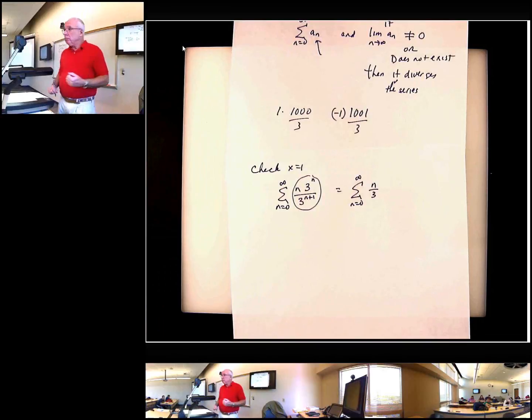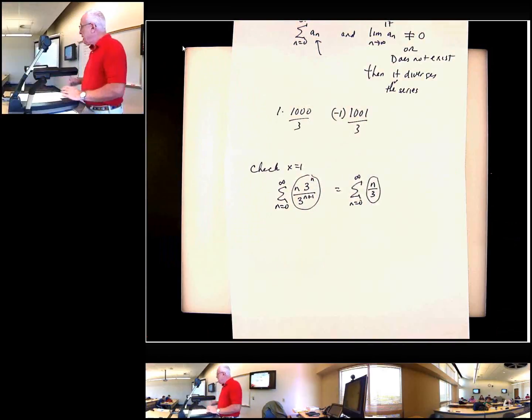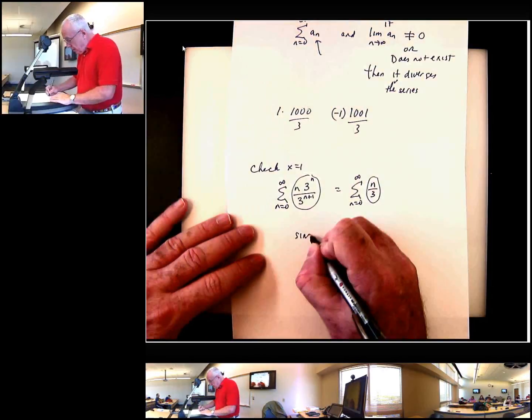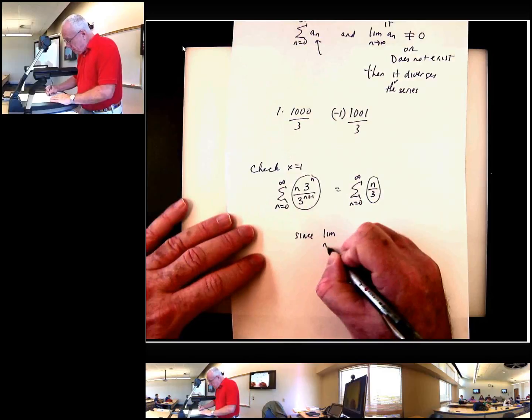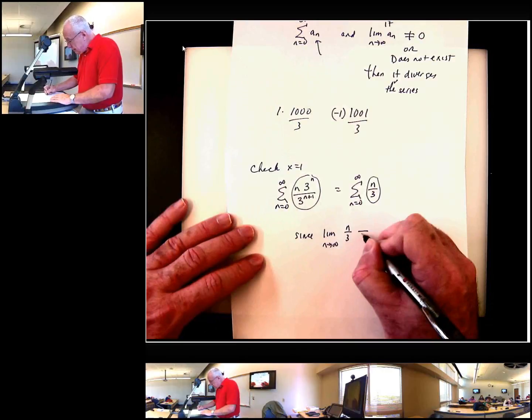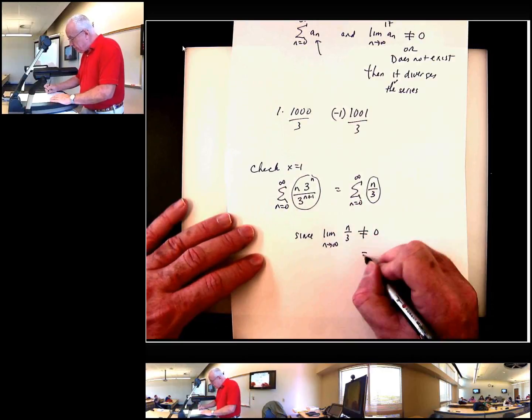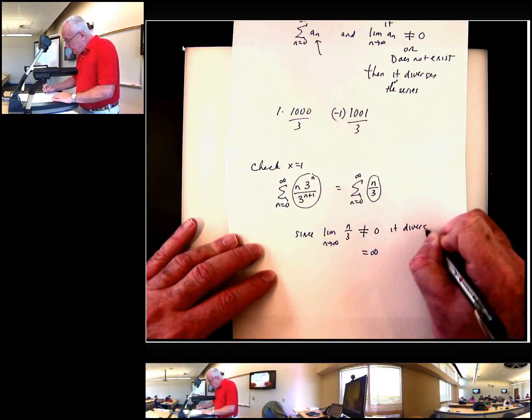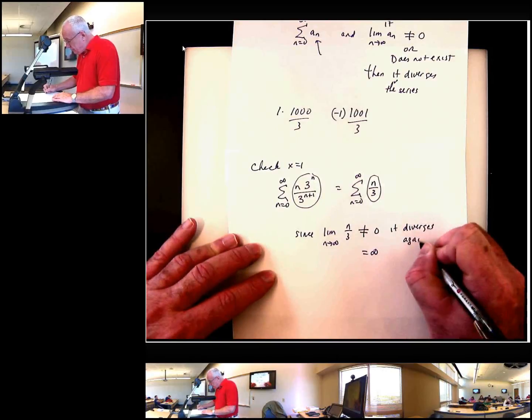Now, again, divergence test. We look at this thing right here. As n gets bigger and bigger, it's not flipping back and forth, but it's getting bigger and bigger and bigger. So its limit does not equal 0. Since the limit as n goes to infinity of n over 3 does not equal 0, in fact it equals infinity, it diverges again by the divergence test.